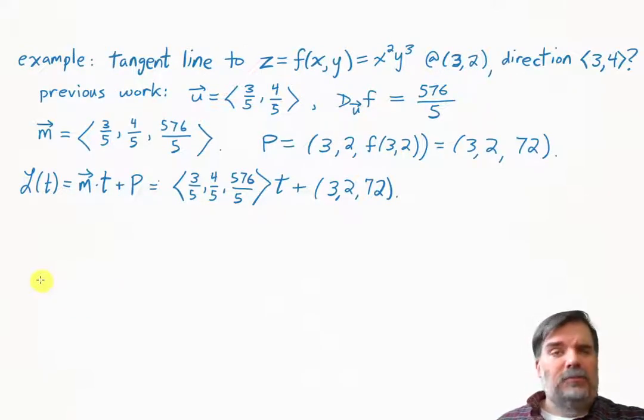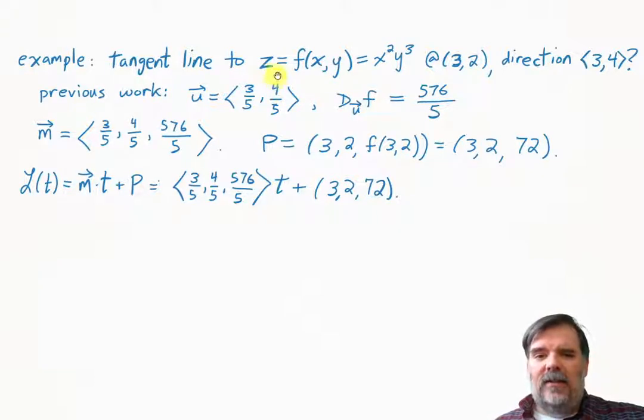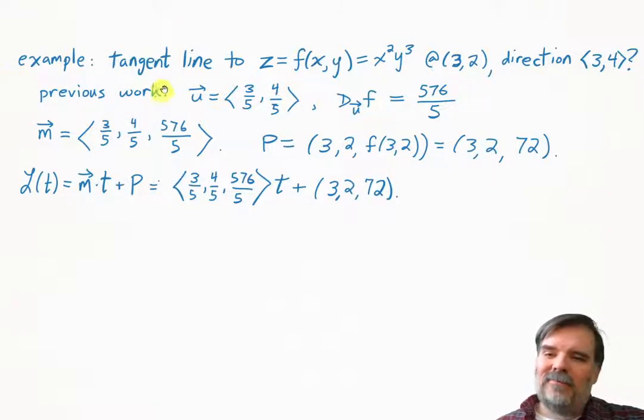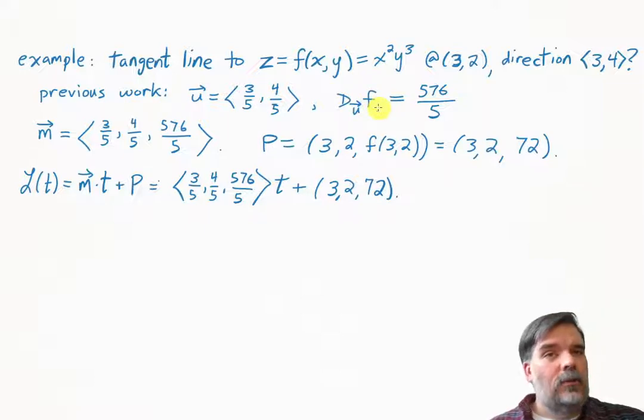All right, as one more example of calculating a tangent line, let's calculate the tangent line to f of x, y is equal to x squared y cubed at (3, 2) in the direction (3, 4). Of course, I'm picking this example because it builds on our previous work. We know that the unit vector is (3/5, 4/5), and we already calculated the directional derivative to be 576 over 5.